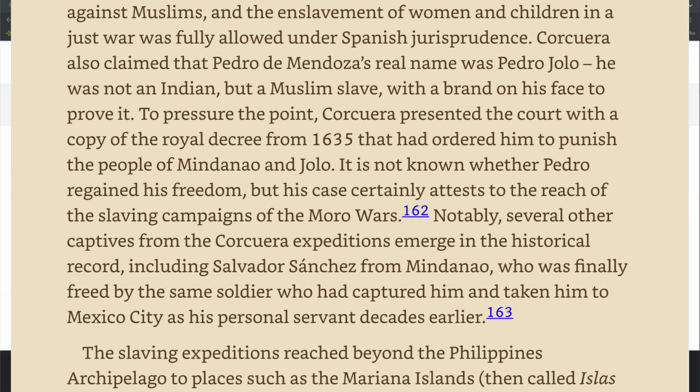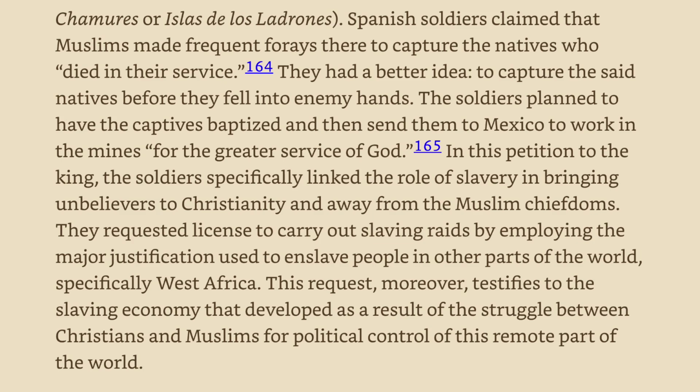It is not known whether Pedro regained his freedom, but his case certainly attests to the reach of the slaving campaigns of the Moro Wars. Notably, several other captives from Corcuera's expedition emerged in the historical record, including Salvador Sanchez from Mindanao, who was finally freed by the same soldiers who had captured him and taken him to Mexico City as his personal servant decades earlier. The slaving expeditions reached beyond the Philippines archipelago to places such as the Mariana Islands, then called Islas Chamures or Islas de los Ladrones.